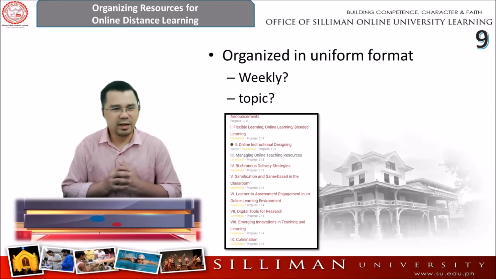Ninth, organize your learning management system in a uniform format, whether weekly, monthly, periodic, or by topic. If you choose by topic, make sure the rest of the semester is by topic. If you choose by week, make sure the rest of the semester is in a weekly format. Do not combine several formats. It may confuse the learners.